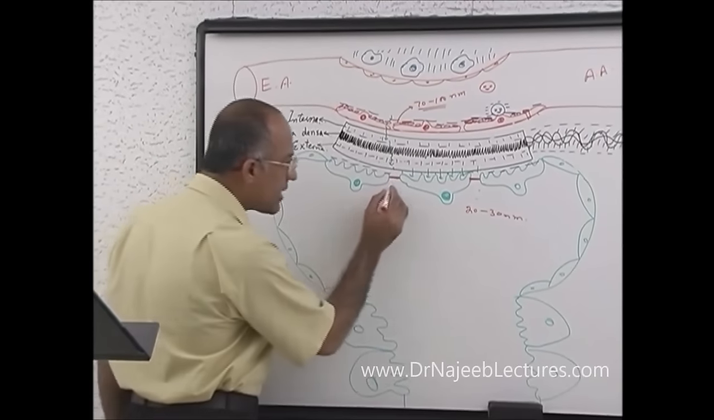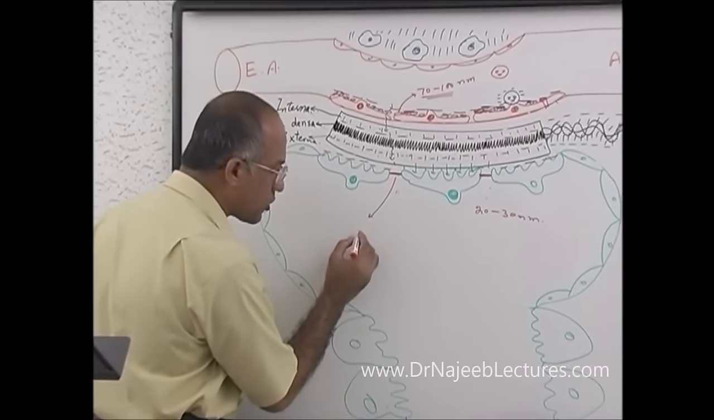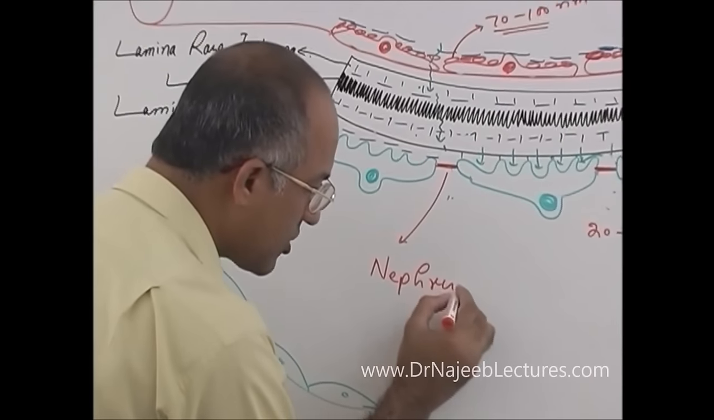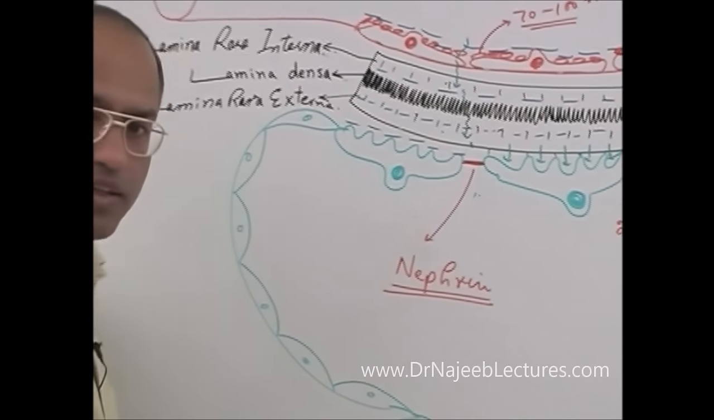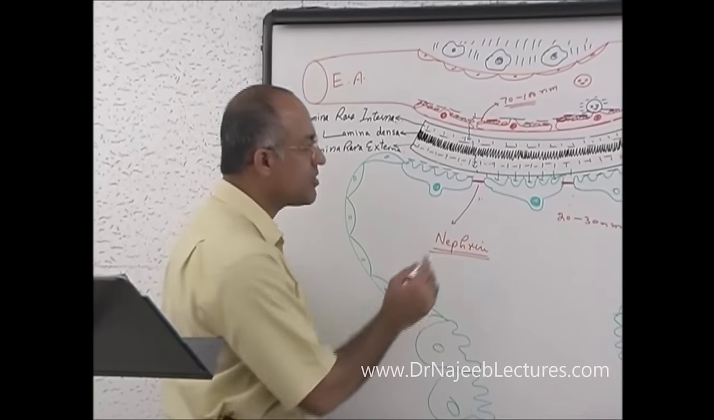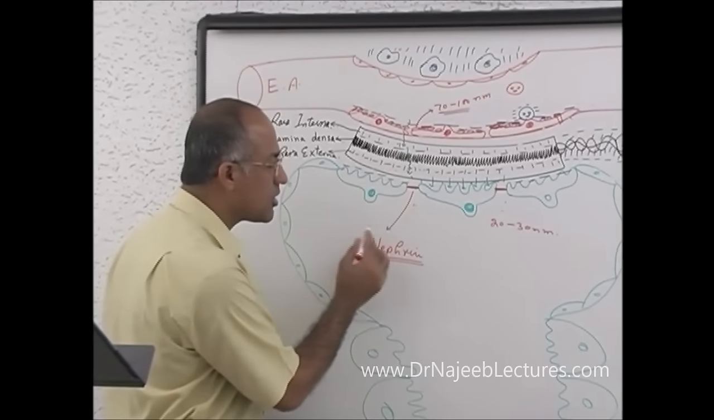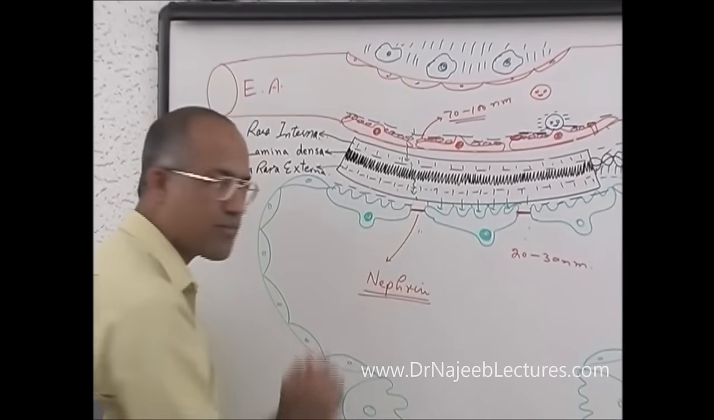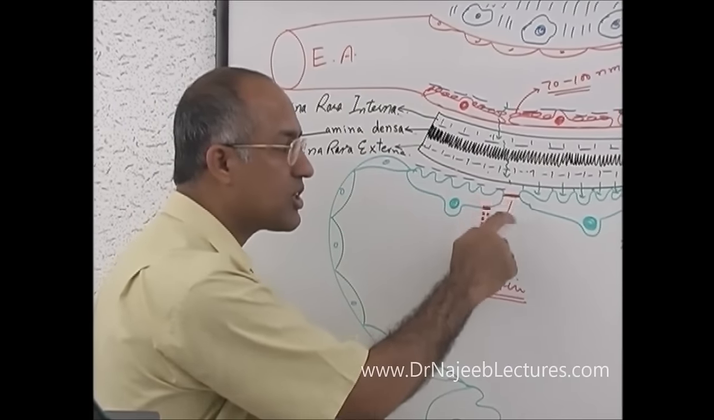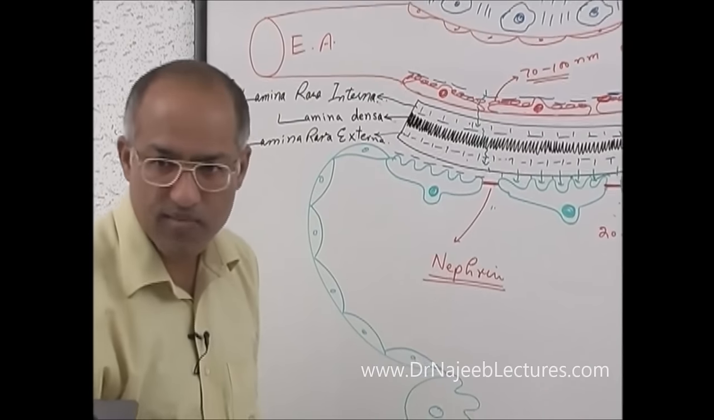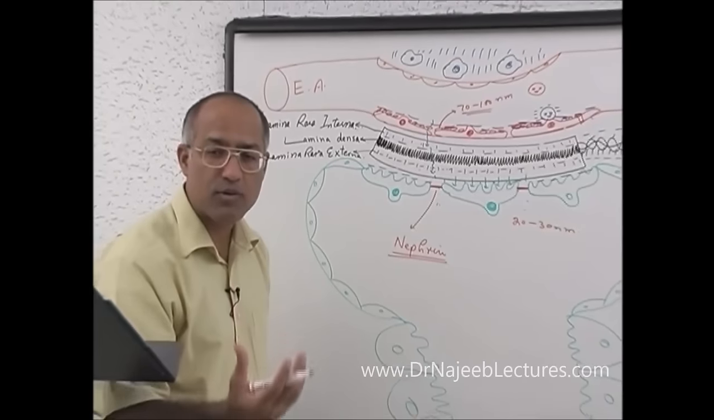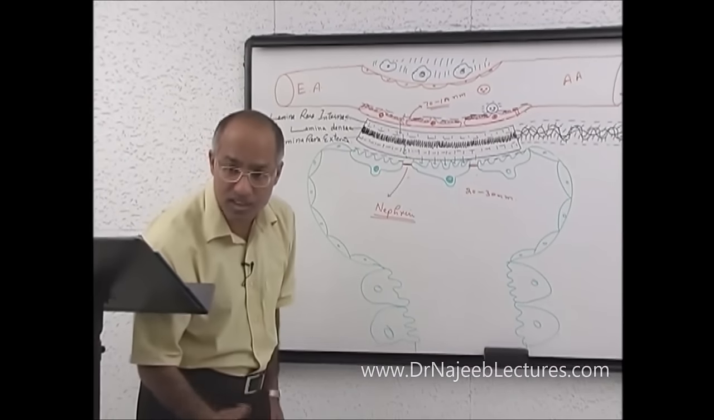Now, this filtration diaphragm is made of a special type of protein, and that protein is called nephrin. In renal pathology, we will study that sometimes in some patients, nephrin is either mutant or antibodies are formed against nephrin. And when nephrin is damaged, filtration diaphragms are destroyed, and the glomerular system starts filtering out pathological amounts of proteins.